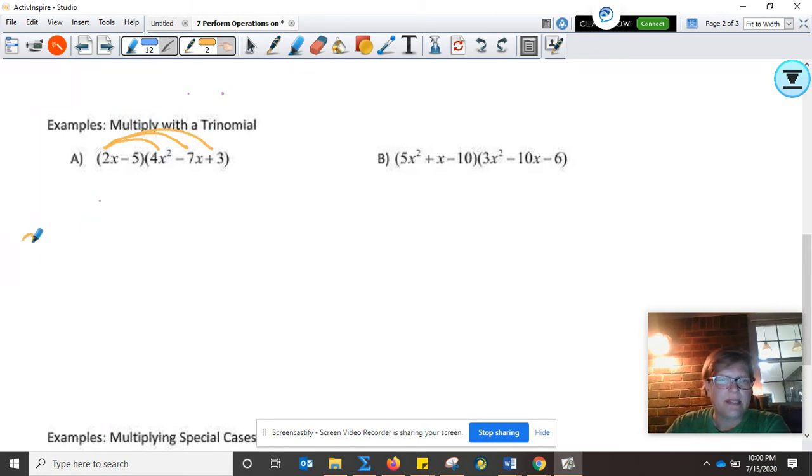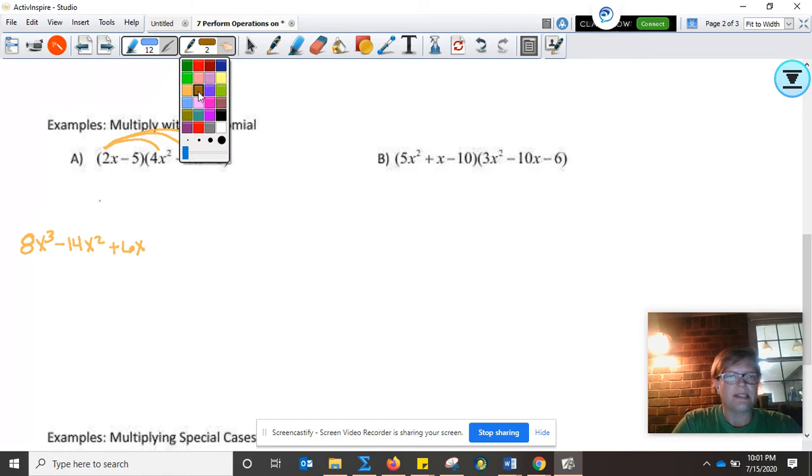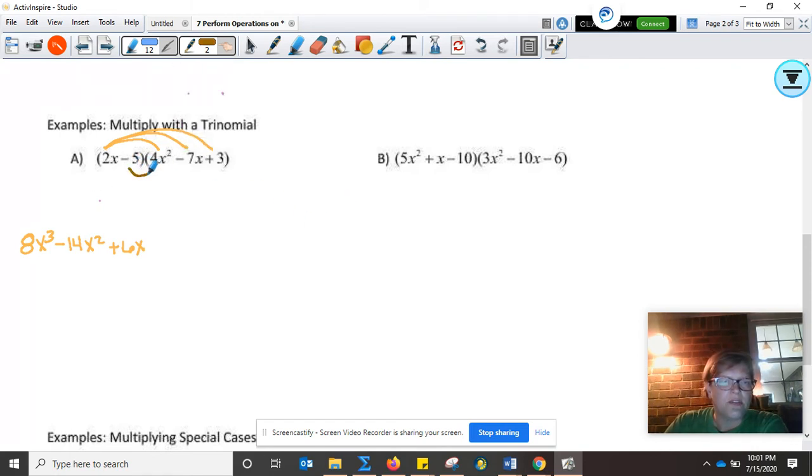And I'm going to get 2x times 4x squared is 8x to the third. 2x times negative 7x is negative 14x squared. 2x times 3 is plus 6x. Okay, now I'm going to switch colors so you can see exactly what I'm doing. Now I'm going to distribute that negative 5 to all three terms over here. And I get negative 20x squared plus 35x minus 15. Okay, so I've distributed everything.